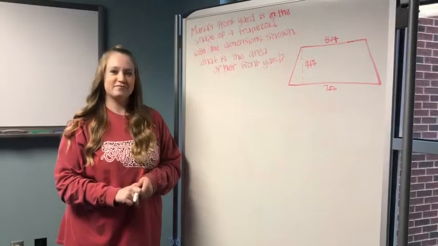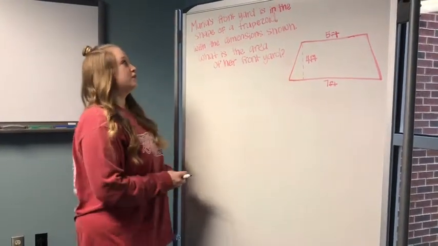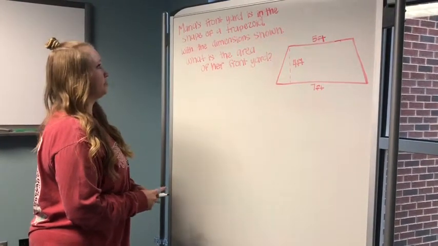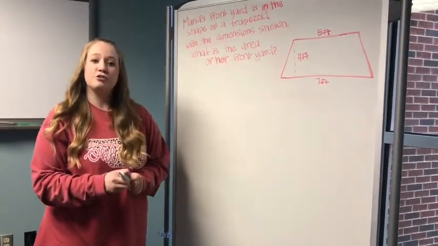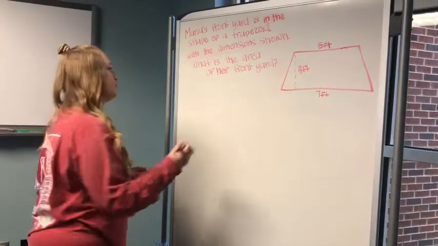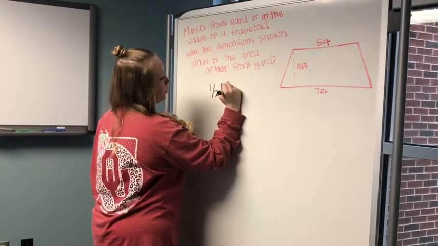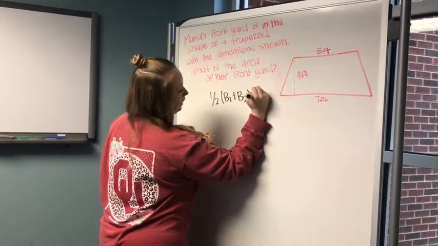Hi, today we're going to show you a word problem about a trapezoid. So our word problem reads, Maria's front yard is the shape of a trapezoid with the dimensions shown. What is the area of her front yard? So first I'm going to start by writing our formula for a trapezoid. So we have 1/2 base 1 plus base 2 times height.